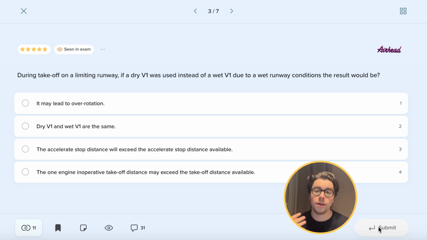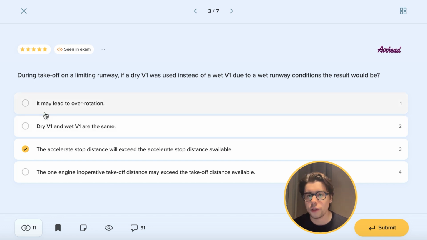Meaning that if you use the dry V1, which takes into consideration a better braking action, the accelerate-stop distance will exceed the accelerate-stop distance available. So the last answer here that can be quite appealing is not correct, because of course the one-engine-inoperative takeoff distance is the same no matter if the runway is made out of pure ice or if it's completely dry. And for the same reason, dry V1 and wet V1 will also not be the same, and the over-rotation refers only to your rotation speed, which is calculated separately and is independent of your V1 generally.